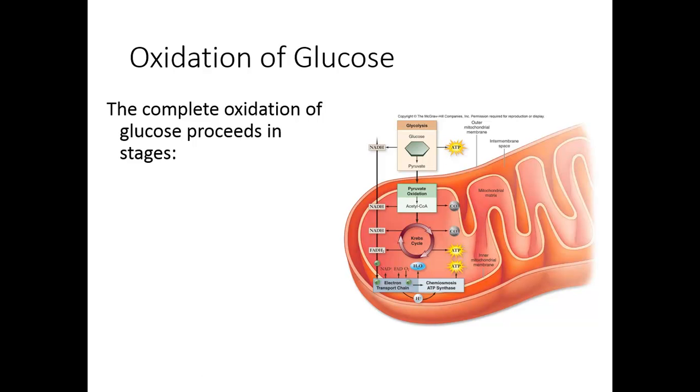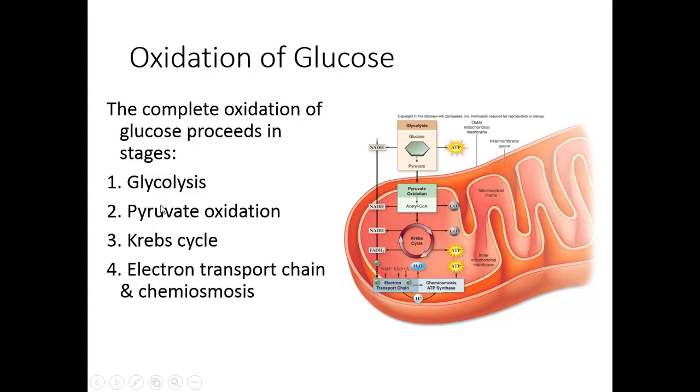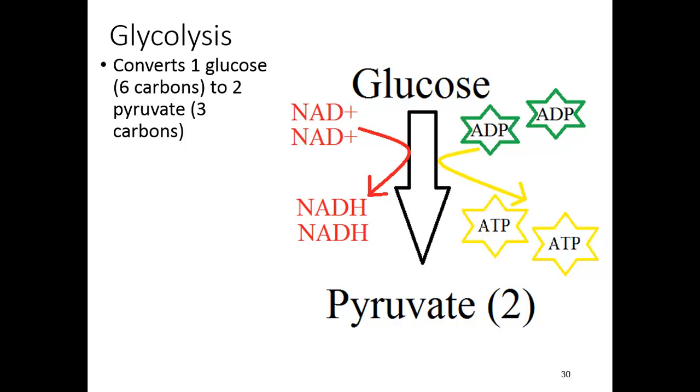So the first step in aerobic respiration is we need to make some molecules for these different cycles. And so what we're going to do is a process called glycolysis. If you remember, lyse means to cut, and glyco refers to glucose or sugar molecules. So we're going to cut a sugar molecule, cut a glucose. And then you have pyruvate oxidation, the Krebs cycle, and then the final is the electron transport chain and chemiosmosis. We're going to go through these in detail again, starting with glycolysis.